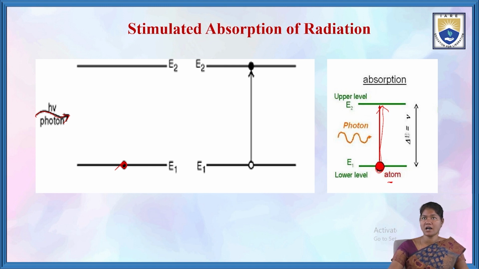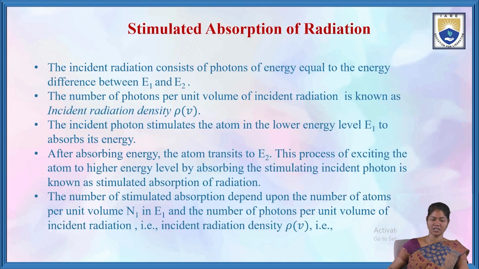By absorbing some radiation, it gets stimulated, so it is excited to the higher energy state. So the incident radiation consists of photons of energy equal to the energy difference between E1 and E2.